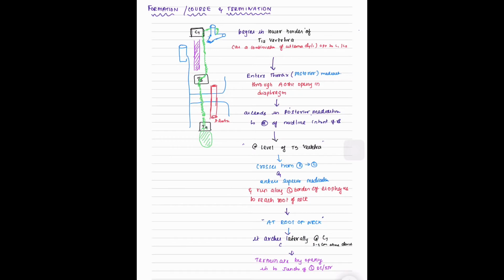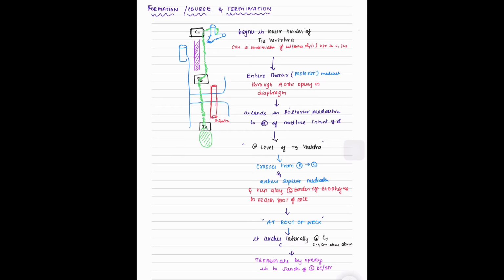Next is the formation, course and termination. The thoracic duct begins at the lower border of the T12 vertebra as a continuation of the cisterna chyli opposite to the L1 and L2 vertebra, and it enters the thorax through the aortic opening in the diaphragm, which lies at the level of T12, and enters the posterior mediastinum.